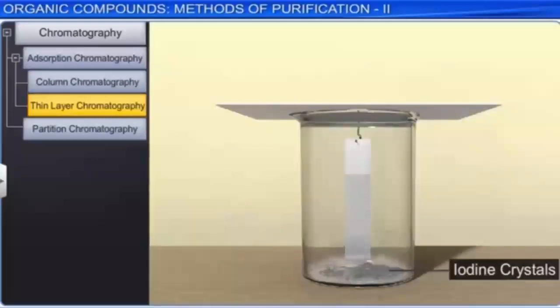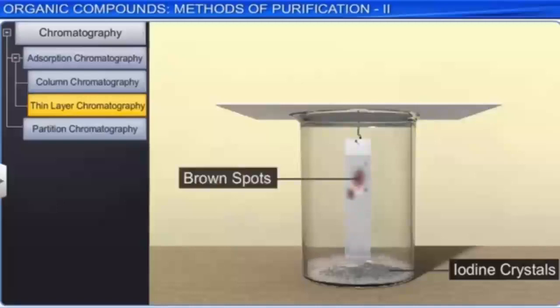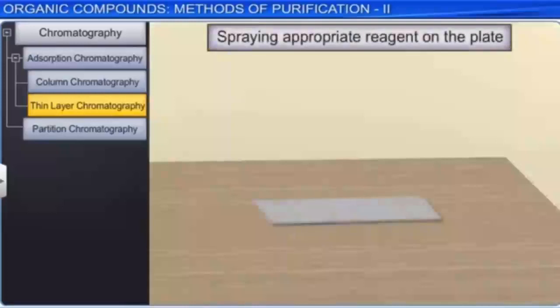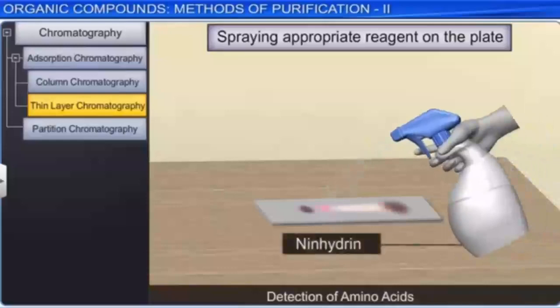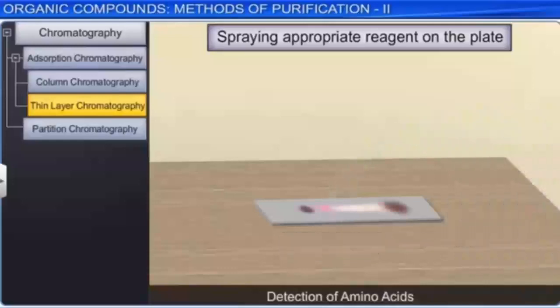Apart from these two methods, sometimes an appropriate reagent may also be sprayed on the plate. For example, amino acids are detected by spraying the ninhydrin solution on the glass plate. On spraying ninhydrin, the colorless spots appear mainly as purple or brown colored spots.